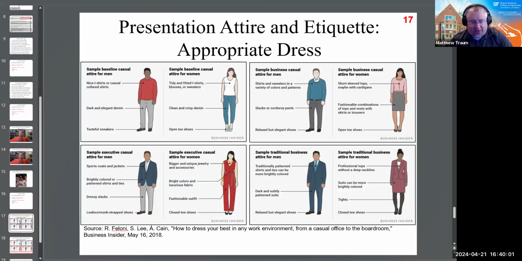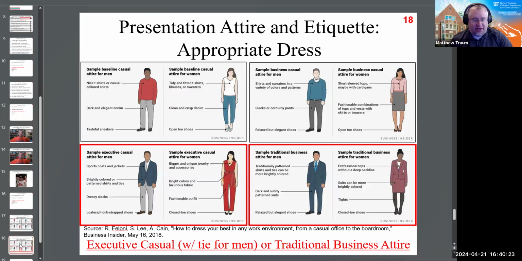There's actually a wonderful article in Business Insider magazine from 2018, entitled How to Dress Your Best in Any Work Environment, from a Casual Office to a Boardroom. There are these 4 quadrants of attire for a professional environment. For these presentations, you guys need to target these bottom two: executive casual with tie for men, or traditional business attire. So it's the bottom 2 quadrants of this overall 4-frame quad chart.